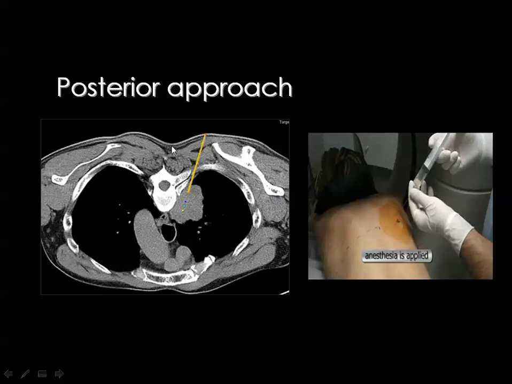This is the midline, and this is the site of puncture of the needle, and you measure the distance here, which is about, say, 3 centimeters. You measure 3 centimeters, and you do some local anesthesia like here, and then you push your needle in the direction of the lesion.